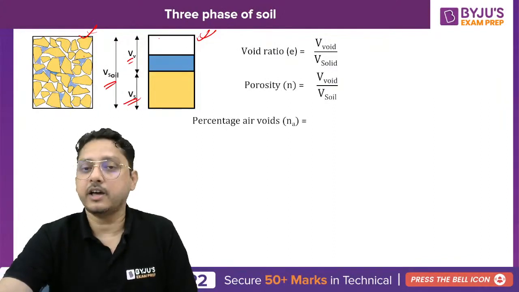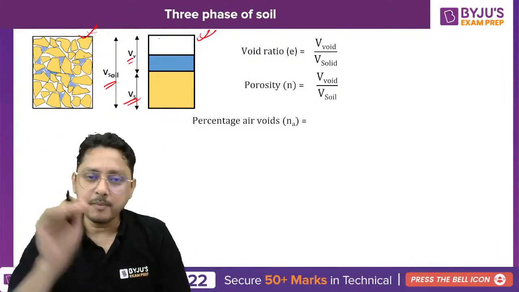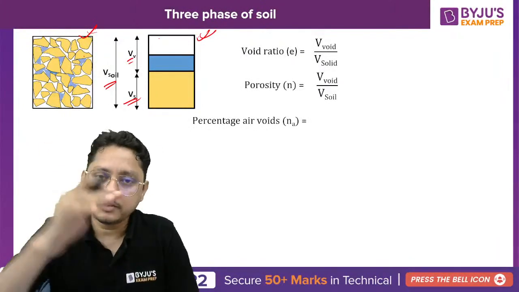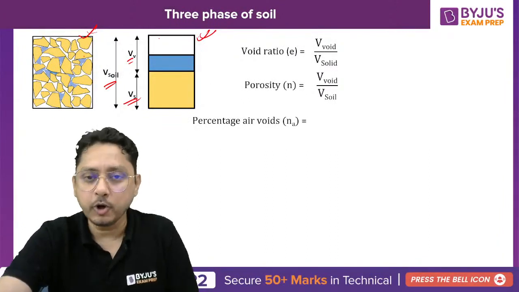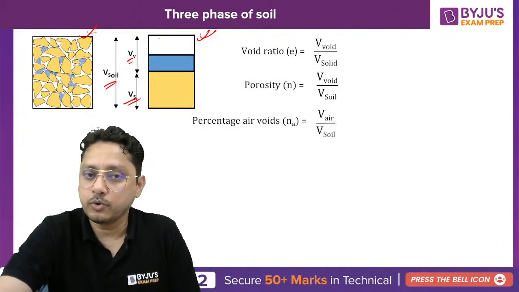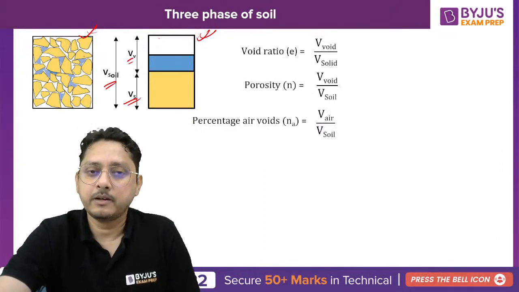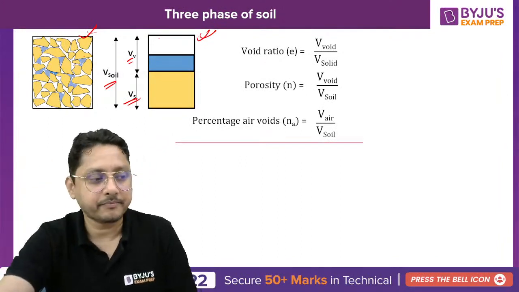Then percentage air void. Those who are preparing, always remember the percentage air void along with the void ratio and porosity. There is a reason behind that, so that you will not get confused, because the percentage air void is nothing but volume of air with respect to total volume of the soil. So remember these three together.